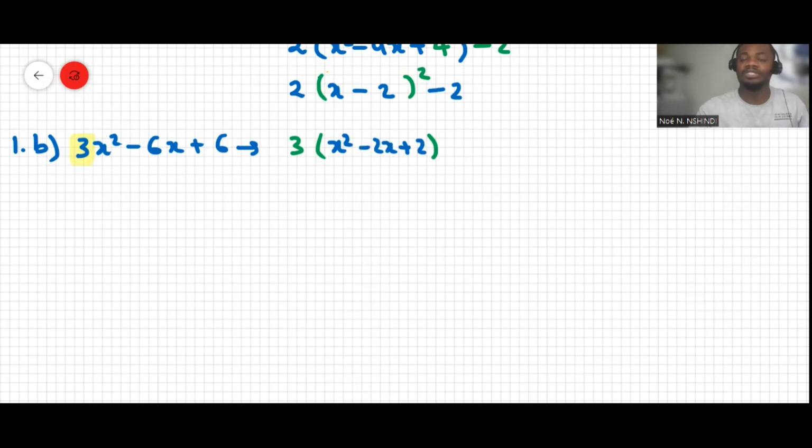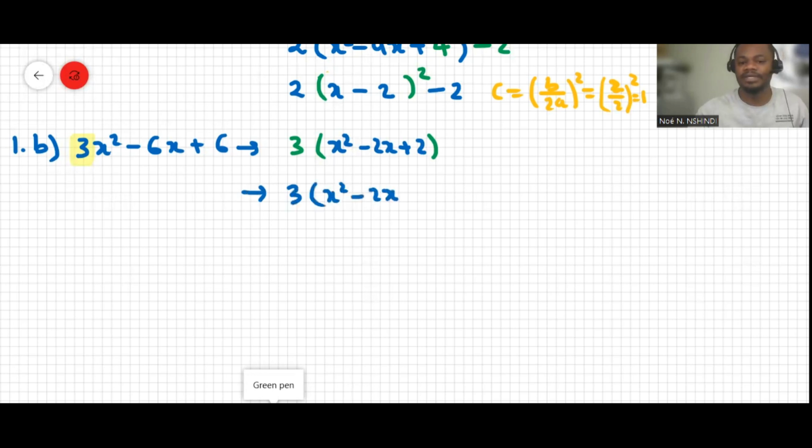Then I will change this into the C form. C will be b over 2a raised to the power of 2, which will be 2 over 2 to the power of 2, which is just 1. This is 2. Okay, then I am going to do this. Over here, 3, I'll say x squared minus 2x. I need to add 1 there, plus 1.